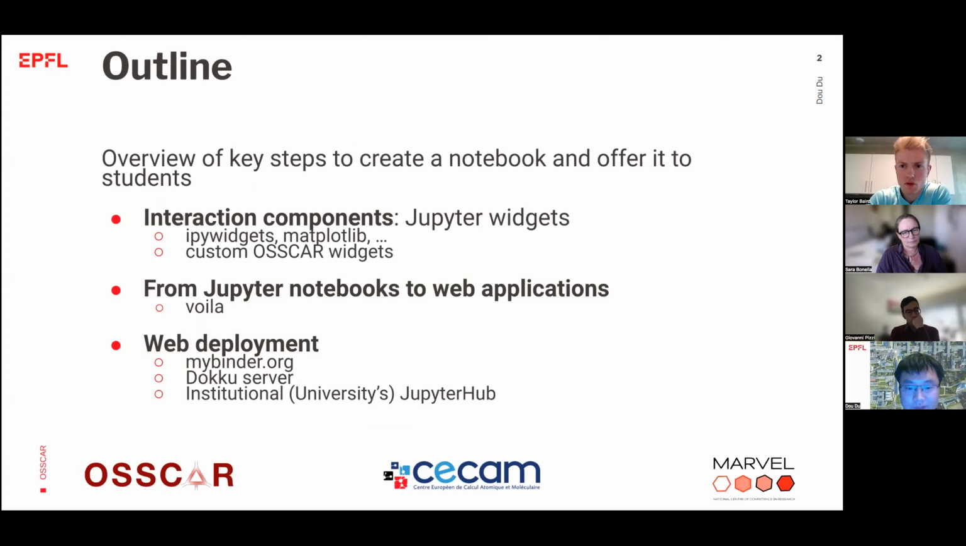Second, we need to convert the Jupyter notebook into a web application. We use a program called Voila. After we have the web app, we need to distribute it to students and teachers. There are 3 ways. I will show you 3 ways where you can deploy your web applications.